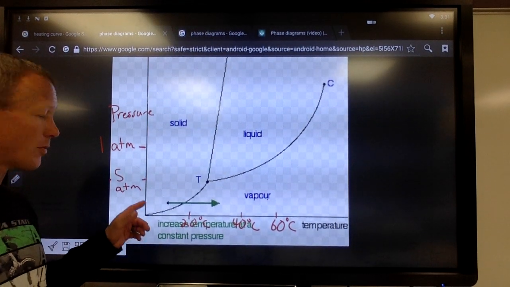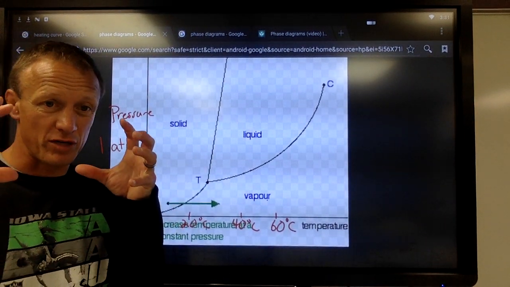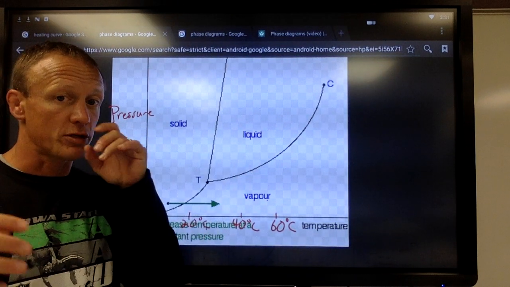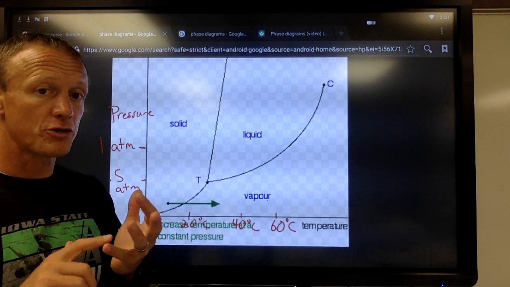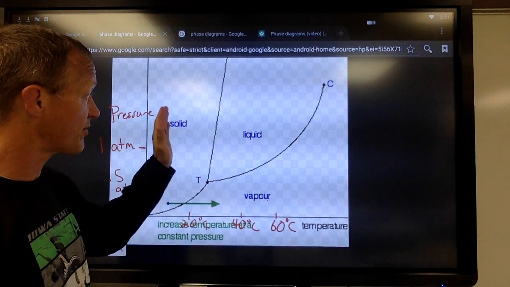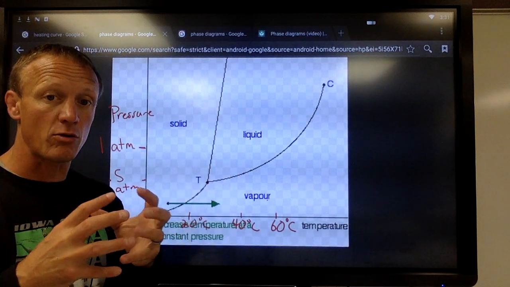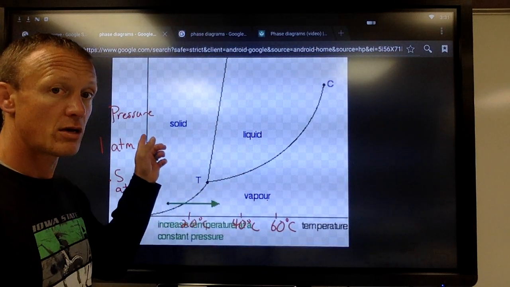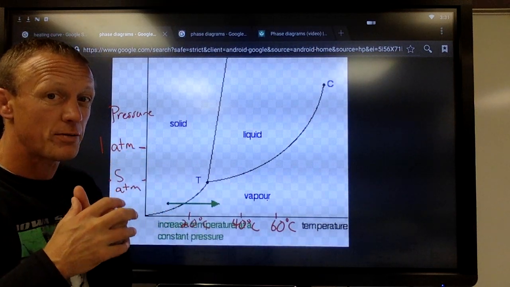So remember, pressure affects molecules. If there's a lot of pressure, molecules are getting pushed together. If there's not much pressure, molecules can spread out. So temperature and pressure both affect if something's a solid, liquid, or gas, because they both affect how close together the molecules are. High temperatures, molecules can spread out. High pressures, molecules are pushed together.